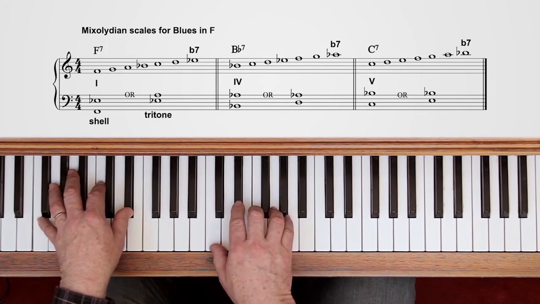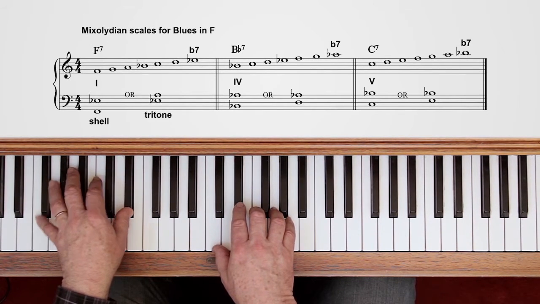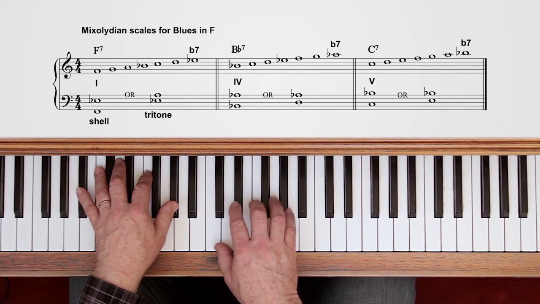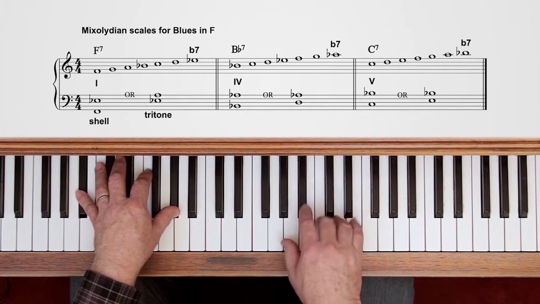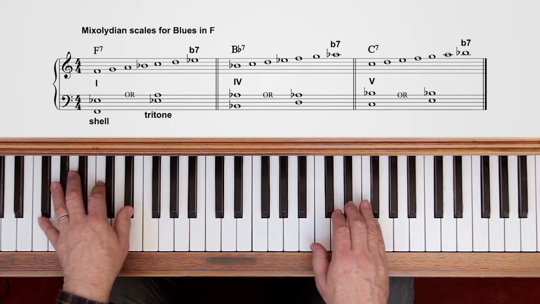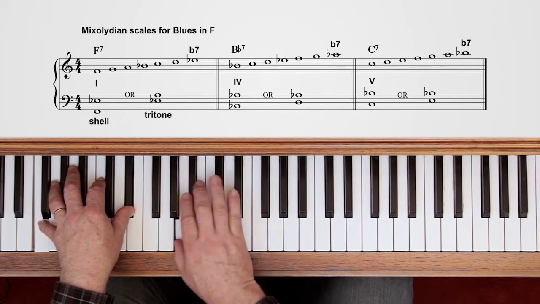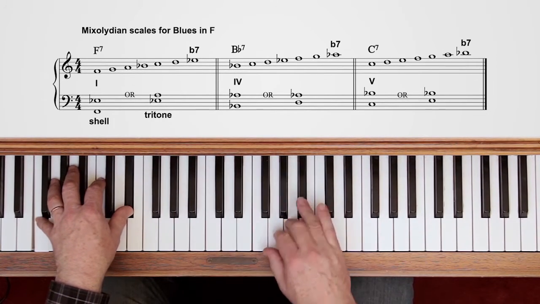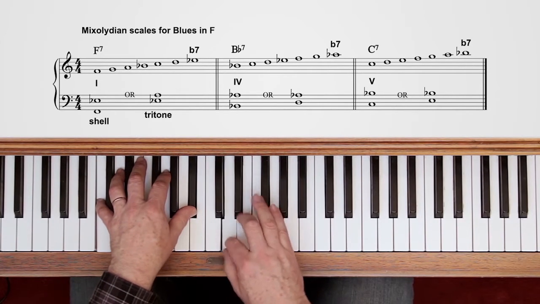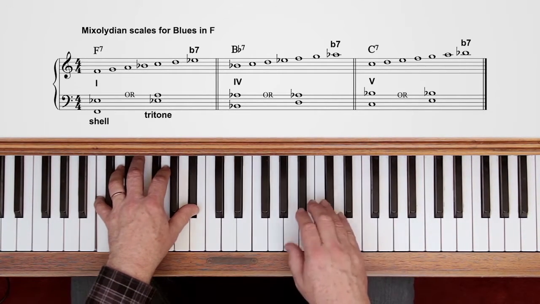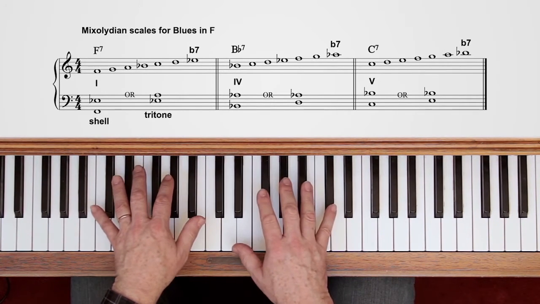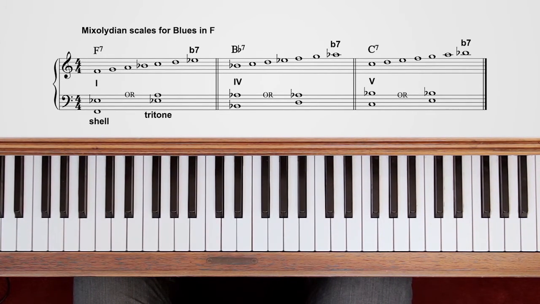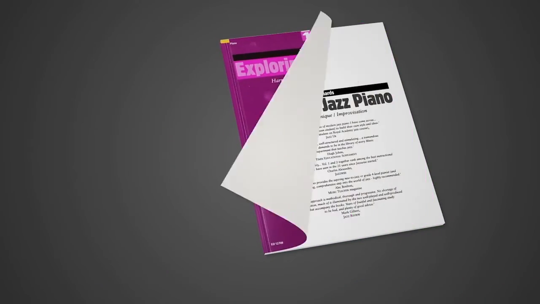So there's a bit of improvisation on F using that scale. Then for B flat we go to B flat mixolydian. Back to F, and then C, so there's the 3 scales that you need for a basic blues in F, and you can practice that with the backing track if you wish for straight no chaser.